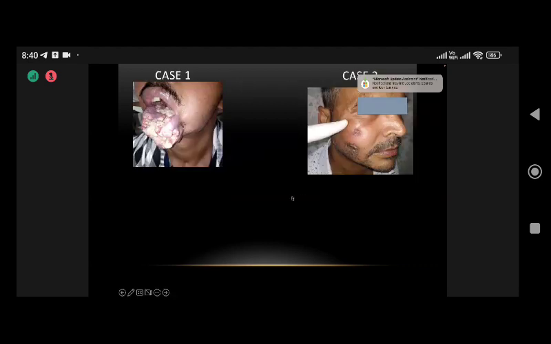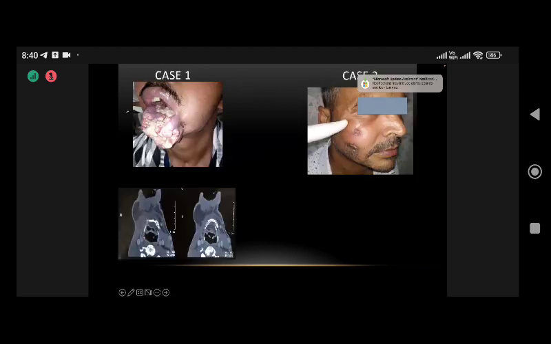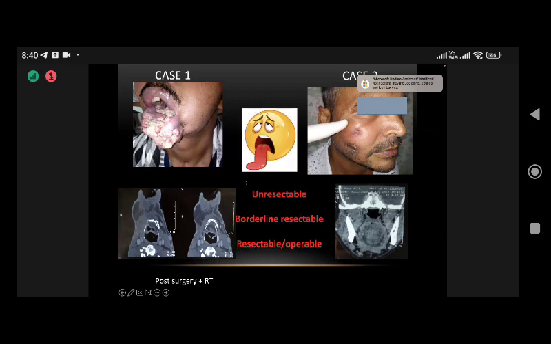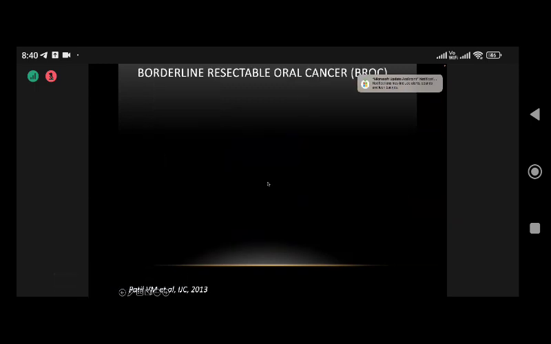Now, here are some patients. This is a case of a patient who has a locally advanced cancer. This is another patient who has his disease going very high up here, right up to the zygoma. And there's always a question on whether this is unresectable, borderline resectable, resectable, or operable, and it is a gray area even today. We also have another terminology which is often used, and that's called borderline resectable cancers.